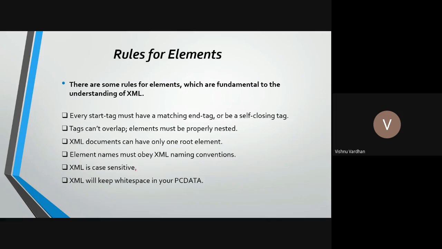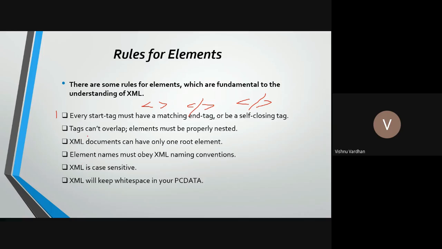Then rules for the elements. There are some rules for elements which are fundamental to the understanding of the XML. Every starting tag must have a matching end tag, or it can be a self-closing tag. This we have seen in well-formedness. Whenever you open a starting tag, the corresponding ending tag should be visible to the parser. And if there is no data, what will you do? You can take a self-closing tag. So that is rule number 1.